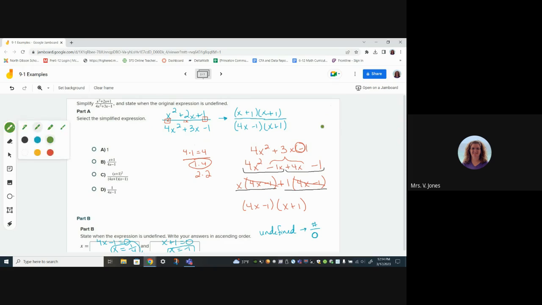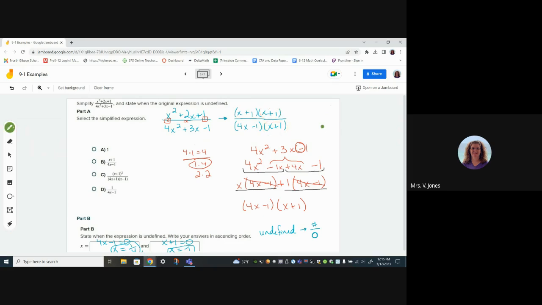All right, so the only way you can cancel things out is if the top factor is identical to the bottom. So you cannot go in and cancel out parts. You can't just cancel out an x. It doesn't work. The entire factor has to be the same in order for you to cancel out top and bottom.